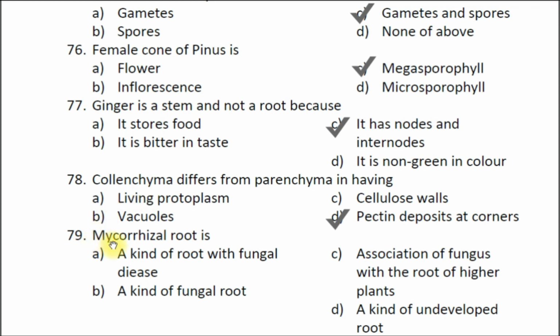Question 79. Another easy question. Mycorrhizal root is A. a kind of root with fungal disease, B. a kind of fungal root, C. association of fungus with the root of higher plants, D. a kind of undeveloped root. The correct option is option C, association of fungus with the root of higher plants.